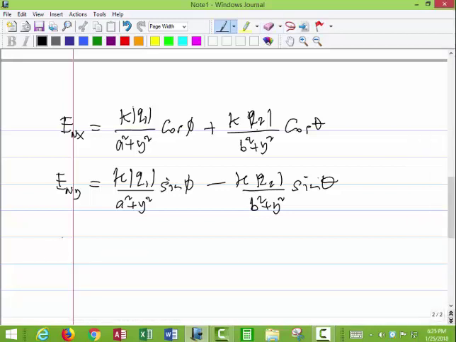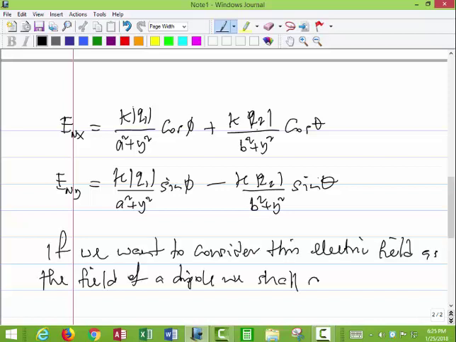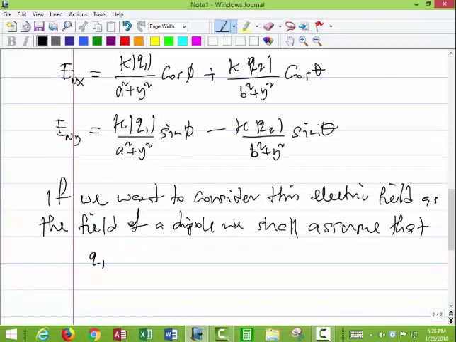So that formula is a general formula for an electric field of two charged particles separated by a small distance between them at some point P in space. If we want to consider this a dipole, then we can take some advantage of some symmetry. So if it's a dipole, we shall assume that Q1 is equal to Q2, also A equals B, and then we shall also say that theta is equal to phi.